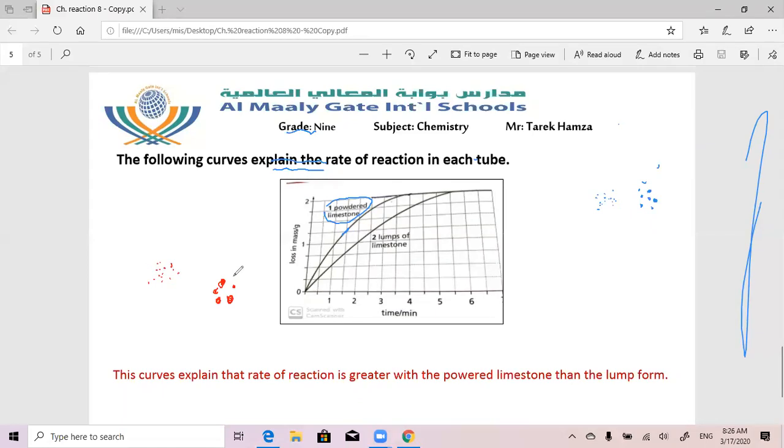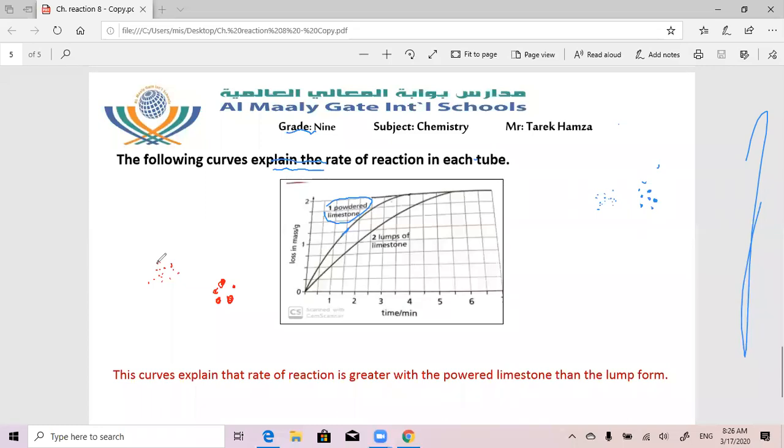Mister, but the same amount of the powder form of limestone was added, like the lumps. The mass of powder and lumps form is the same, but the surface area of the calcium carbonate is different, because limestone powder has more, smaller particles.